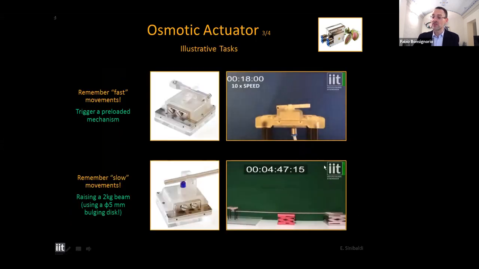And we could, for instance, demonstrate an embodiment for releasing a preloaded mechanism, that's osmosis-based triggering of a preloaded mechanism, that could be ideally similar to the release of the pollination column in Stylidium debile. Or, if you wish, a purely water-driven movement, like raising this very heavy bar. This is a 2 kilogram bar, that's raised by just the protrusion of an elastomeric membrane, just 5 millimeters in diameter. So this is capable of producing more than 20 newtons.